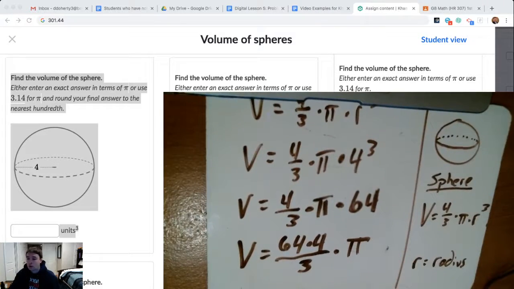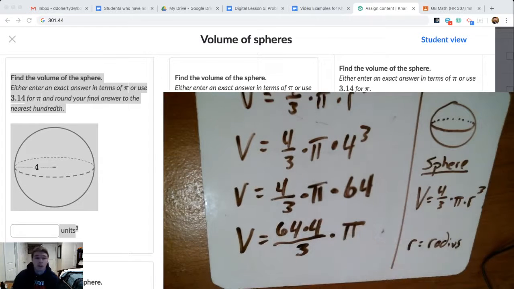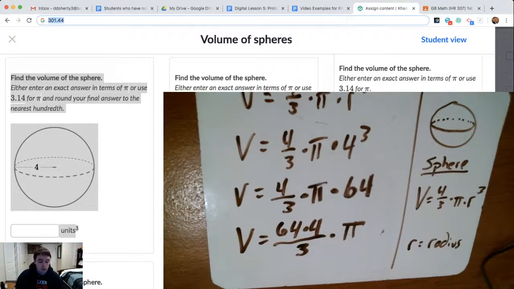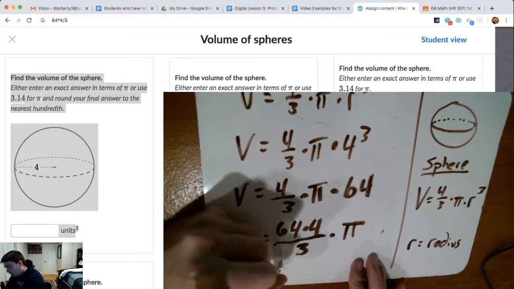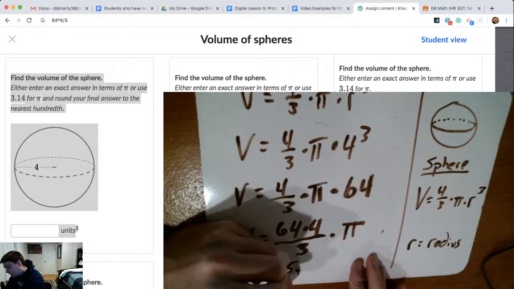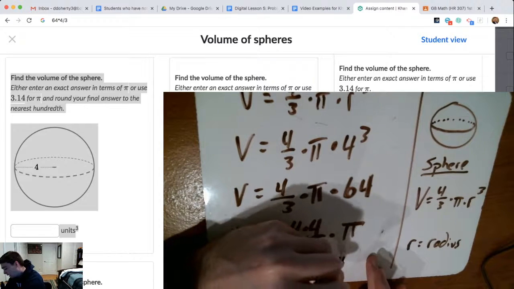I'm going to go ahead and use a calculator now at this point. Fix that camera just a bit. And if I do 64 multiplied by 4, and then I divide by 3, I get 85 1/3, or 85.33 repeating. That 85.33 repeating still needs to be multiplied with pi.